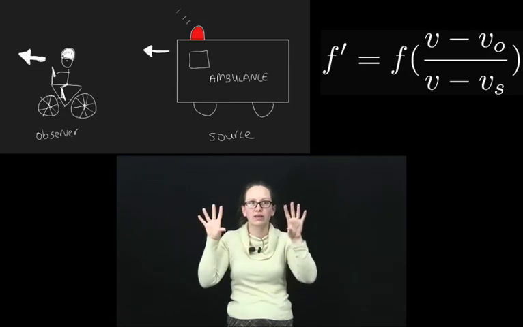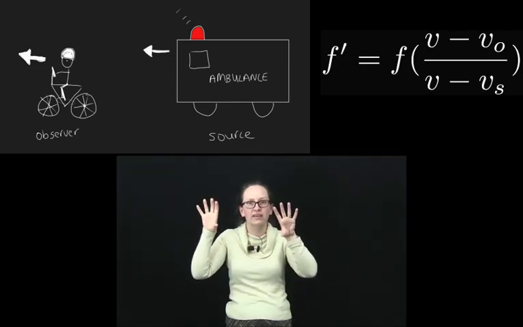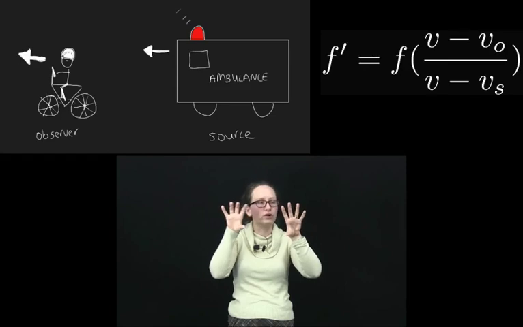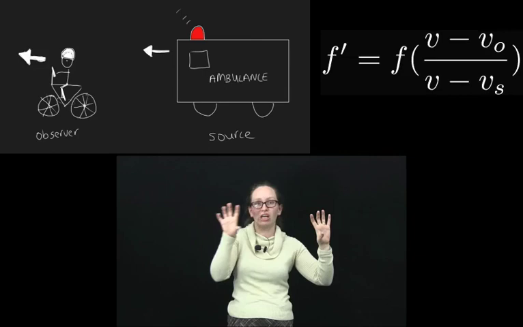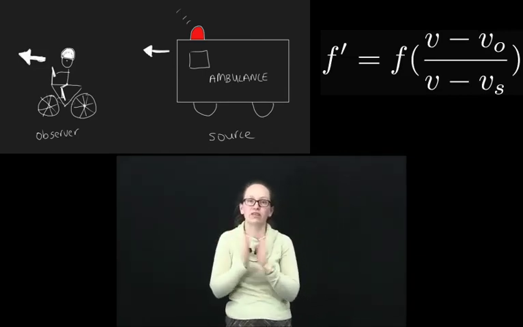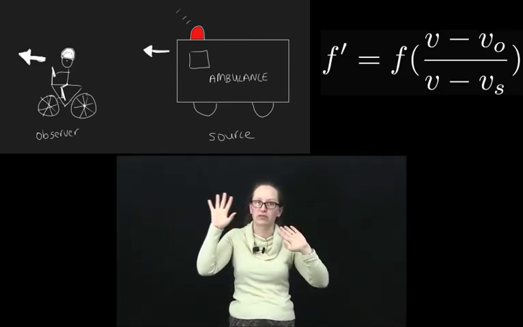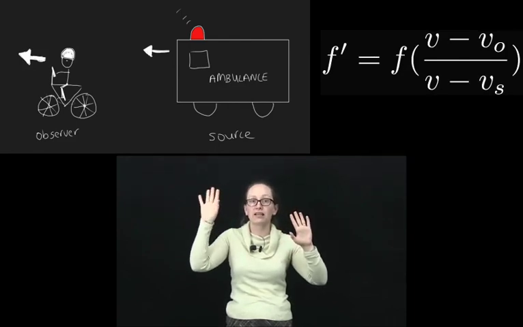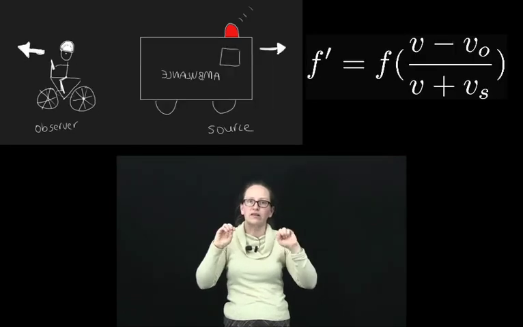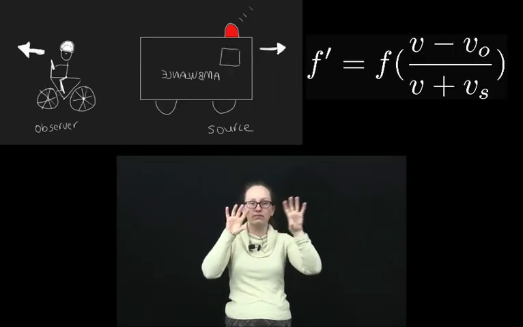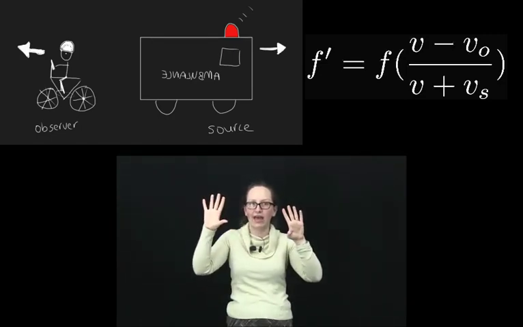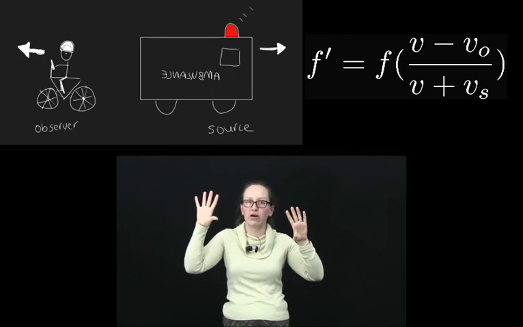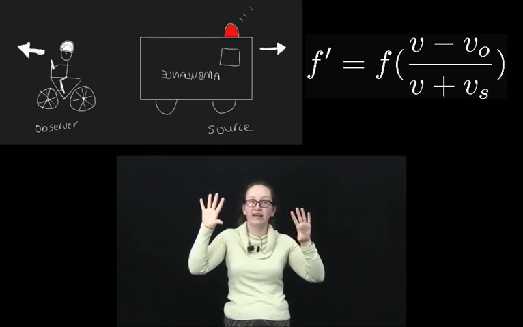Now, in the case that the source is approaching the observer but the observer is moving away from the source, for example in a chase type situation, we would have the equation f' = f × (v - vo) / (v - vs). In the case where both the observer and the source are moving away, we'd have f' = f × (v - vo) / (v + vs).